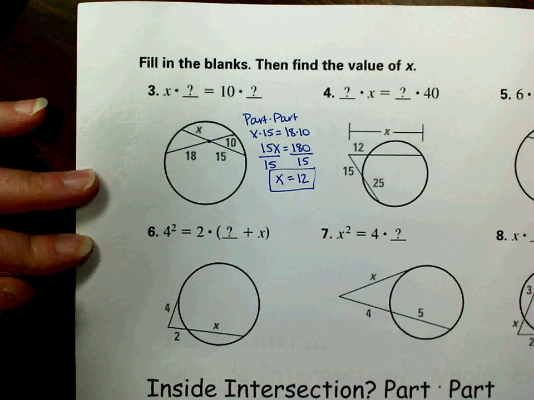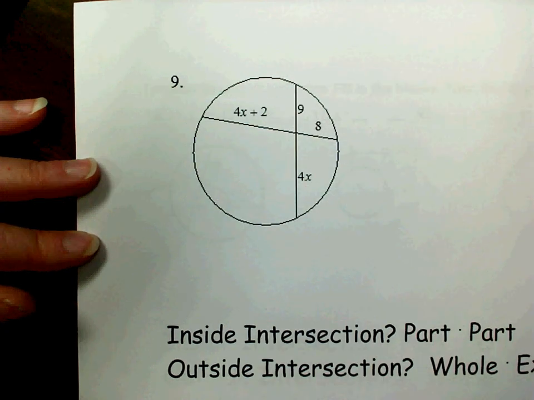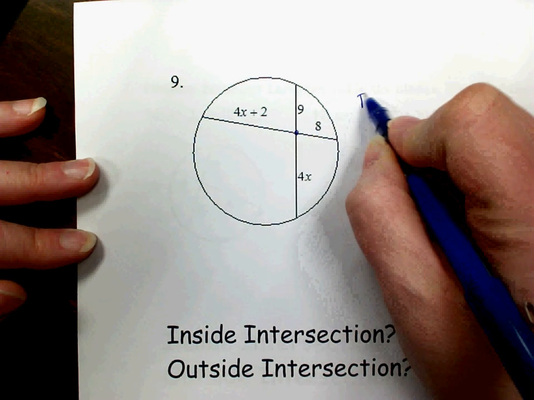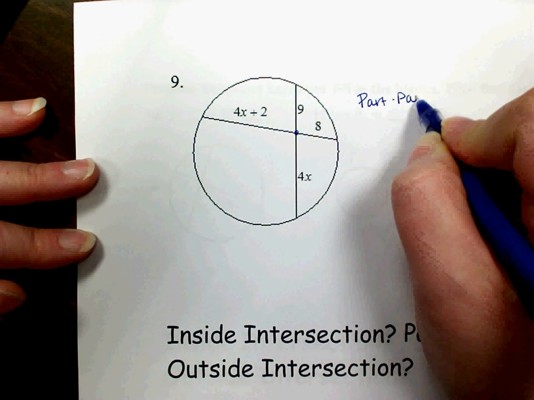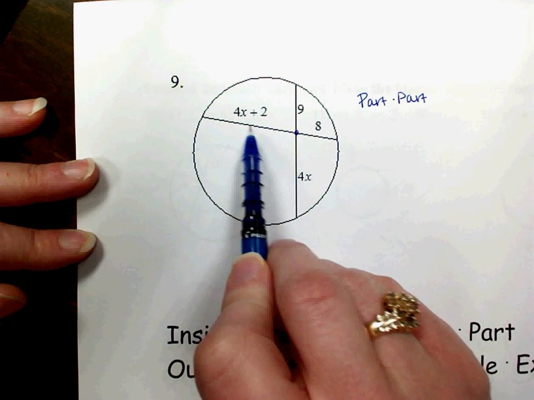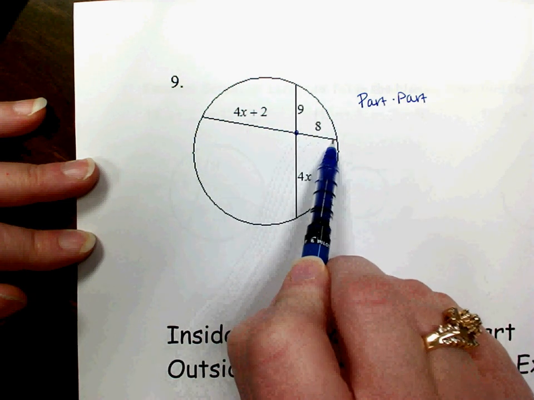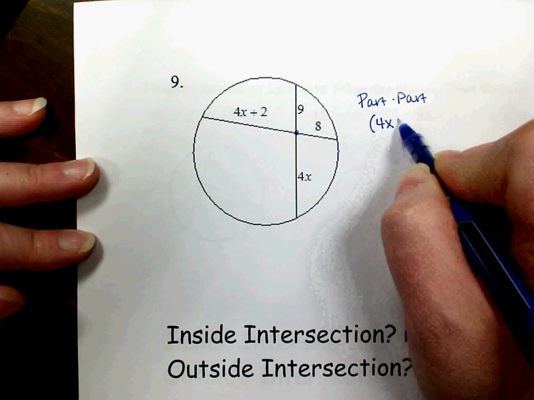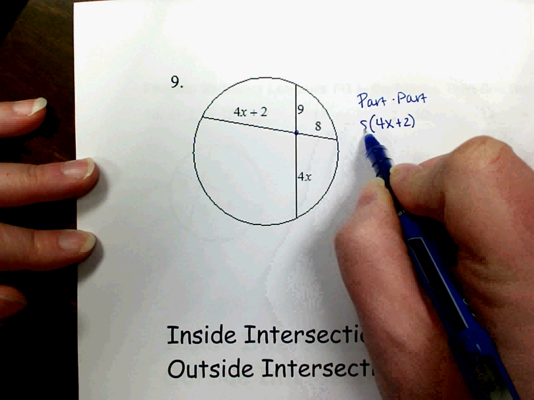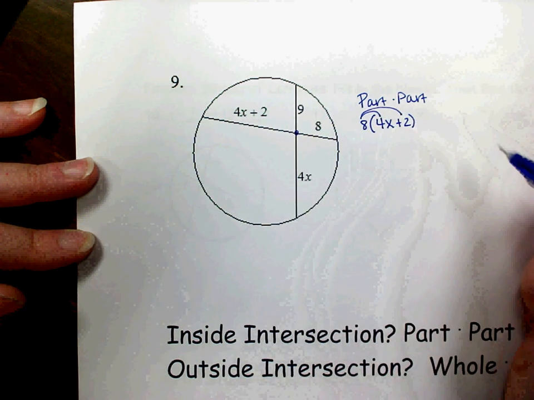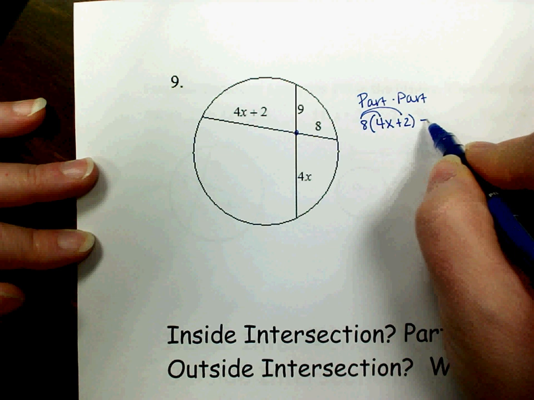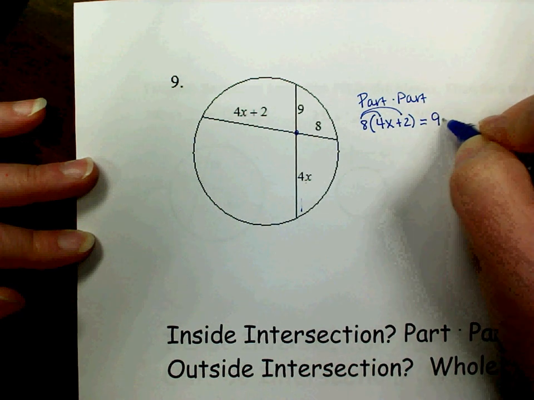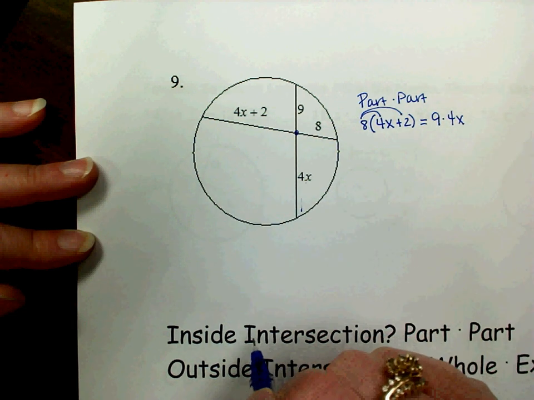The next problem that has an inside intersection is number 9. So these chords intersect inside the circle. So again, we have a part times part relationship. So for this chord, the parts are 4x plus 2 and 8. So since one of the parts is a binomial, remember to put the binomial in parentheses. So when you multiply it by the 8, it reminds you to distribute in that multiplication. The parts of the other chord are the 9 and the 4x, so you would have 9 times 4x as your part times part on the other side.